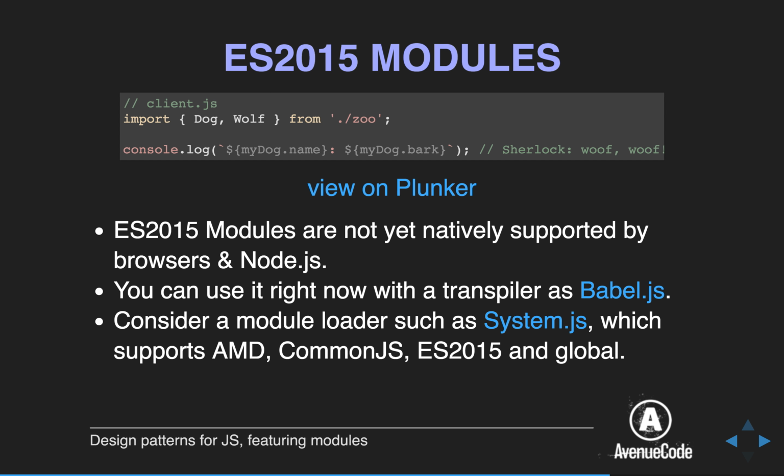As I mentioned, I suggest you consider a module loader like System.js. System.js supports all of them: AMD, CommonJS, ES2015, and global. So you can use just one way to load the modules, and they could be written in CommonJS or RequireJS. Through npm, you could use a library that came in CommonJS format, and using AMD, use another vendor that supports AMD. You can have all those different modules working in your code using System.js. Okay.